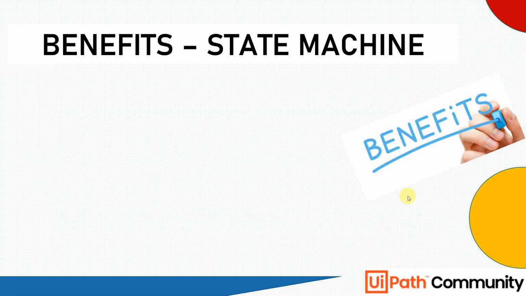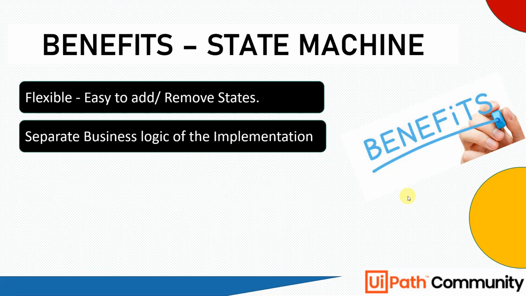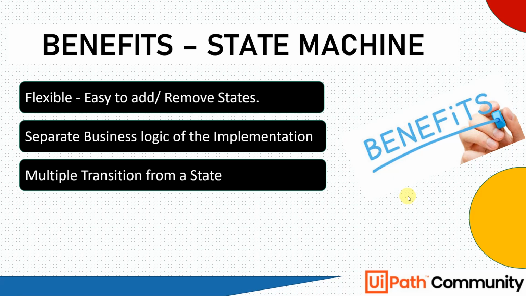Okay, now let us see what benefits we get by using state machines. The first one is that it is flexible, so we can easily add and remove states. Next, we have a separate business logic of the implementation. I can have, let's say, 5 different states in an automation, in which only state 4 is related to the business logic, and all the other states are related to the system or the automation and have nothing to do with the business. So we can definitely separate the business logic of the implementation. We can have multiple transitions for a state. I can have one state going to 2 or 3 different states.